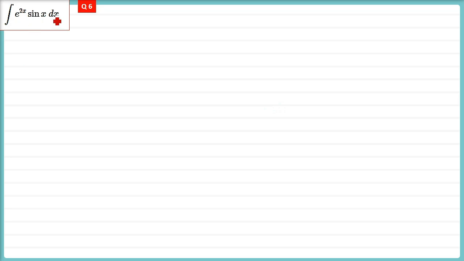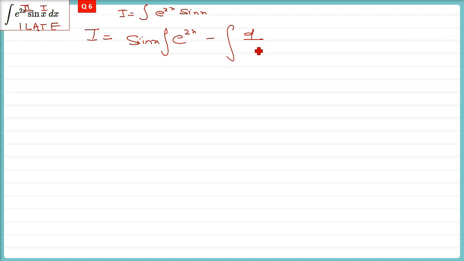e raised to x sin x dx. So we'll again apply the isolate here. In this isolate, sin x will come as the first function and e raised to x as the second function. So this is the integration of e raised to x sin x we are doing. First of all, sin x will come in front. Integration of e raised to x, minus integration of the differentiation of sin x, then the integration of e raised to x, again integration and final integration.